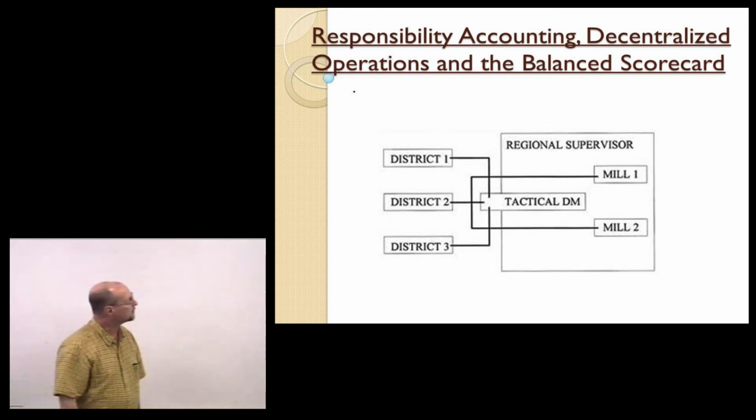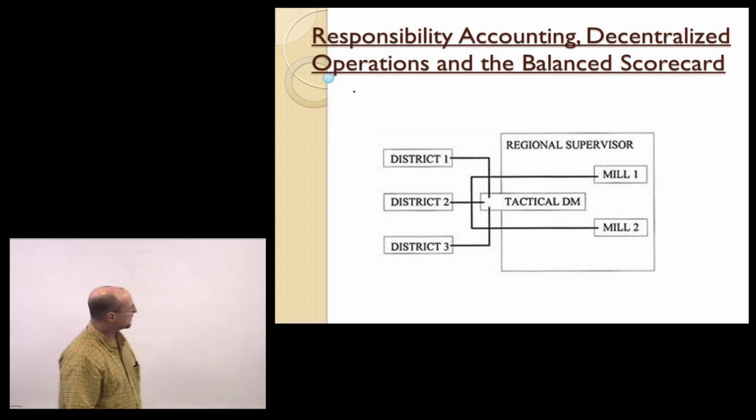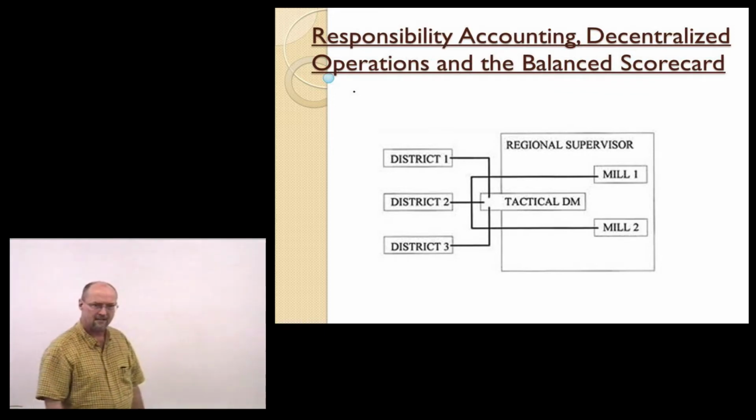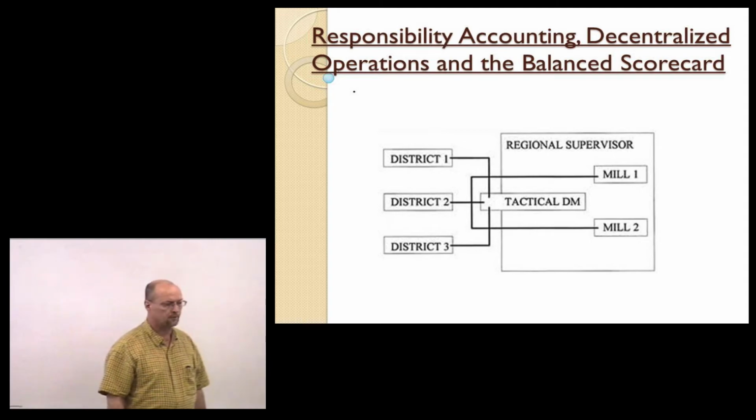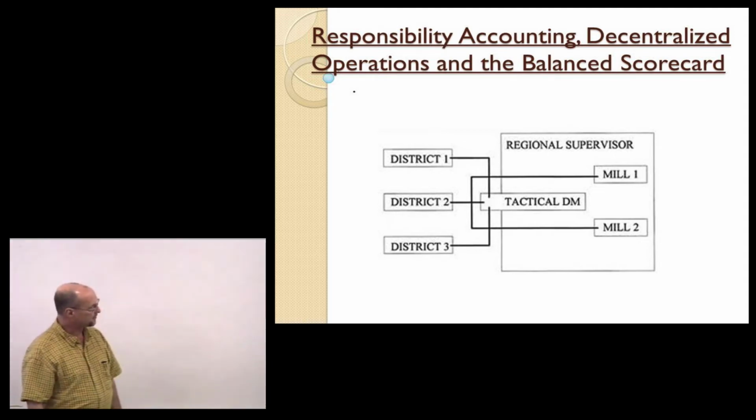Okay, today's lecture is called Responsibility Accounting and Decentralized Operations. And we got a couple of topics at the tail end about the balanced scorecard and transfer pricing. But these first two are the main topics here.